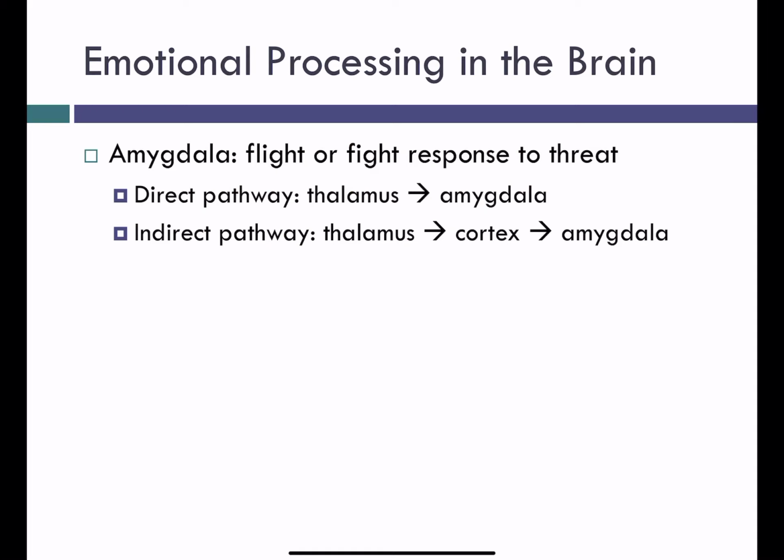In the direct pathway, the thalamus says this is an immediate threat, you need to either fight or flee right away, and it sends that message right up to the amygdala so you don't think about it. It's not a conscious decision. In contrast, the indirect pathway happens if it's not as clear that this is an immediate threat. And so the thalamus sends a signal to the cortex, which is the main part of the brain, which enables you to think a little more consciously about it, and then sends it to the amygdala to determine whether you need to fight or flee.